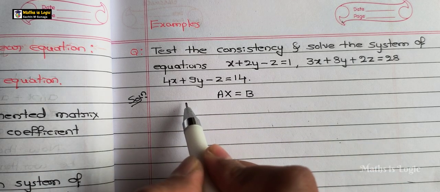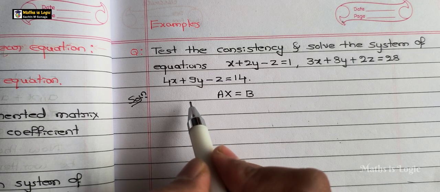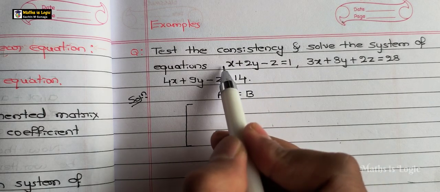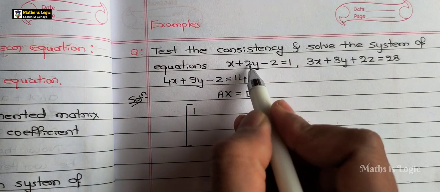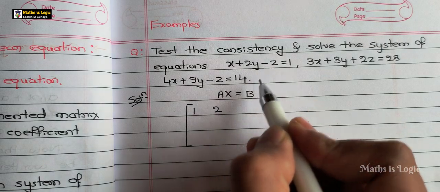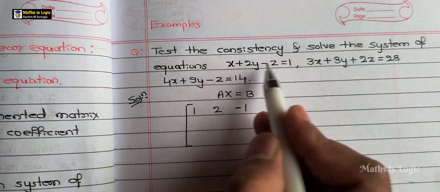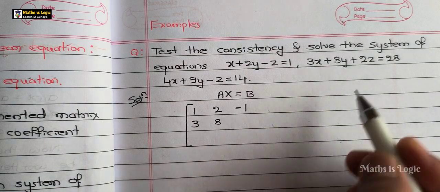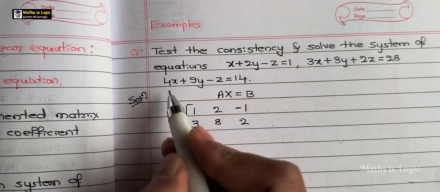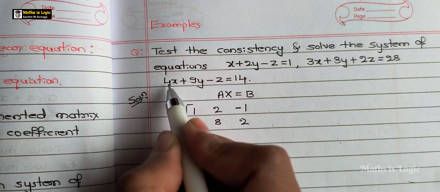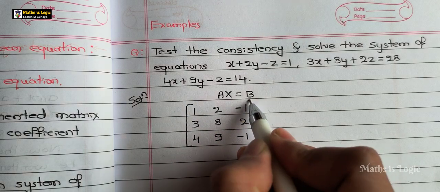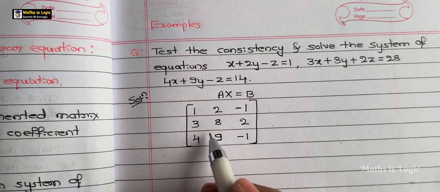First, write the matrix of coefficient values. That is the x coefficient 1, y coefficient 2, and z coefficient minus 1 in the first equation. In the second equation, 3, next y coefficient 8, z coefficient 2. In the third equation, x coefficient 4, y coefficient 9 and z coefficient minus 1. So this is the matrix of coefficient values.